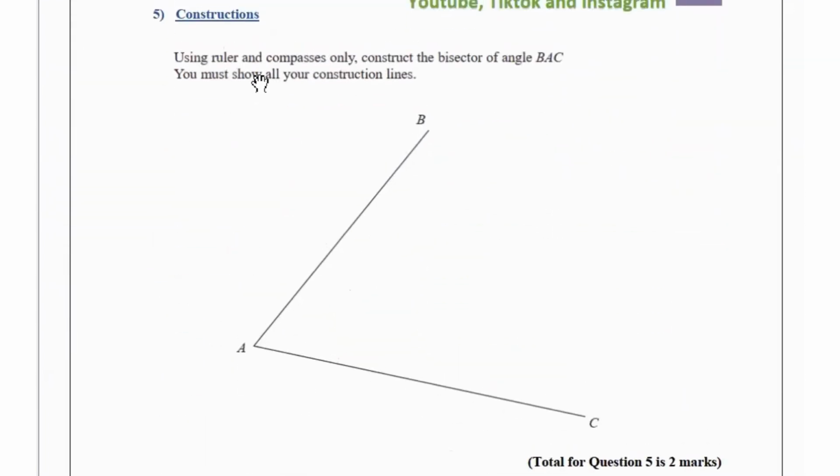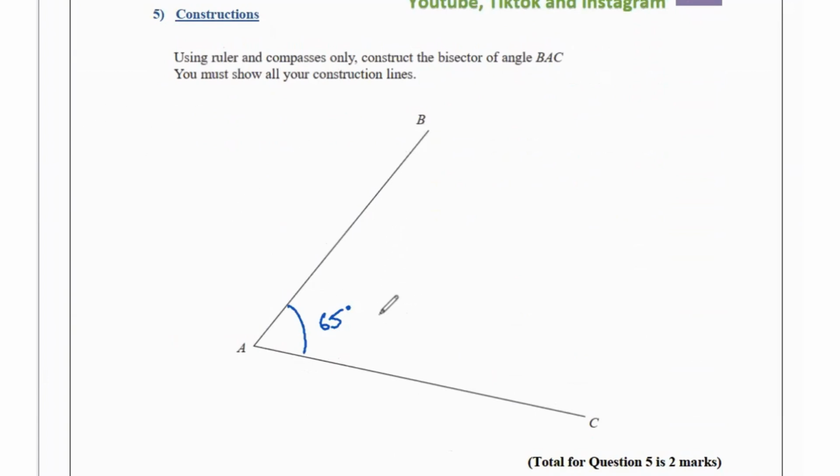Construction. For this, they're asking us to use a ruler and compass only to construct the bisector of angle BAC. You must show all your construction lines. So for the angle bisector, what you will do is you will first measure the angle A. Let's say angle A is 65. We're assuming that. I'm not saying exactly 65. I'm saying let's say 65.